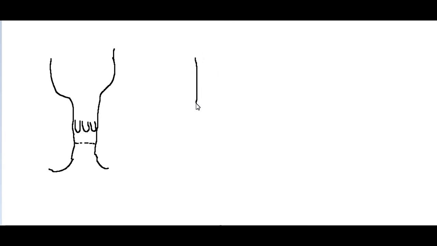So today we will learn the ischiorectal fossa or ischioanal fossa. Above is the rectum, below is the anal canal, and this is the white line of Hilton. These are the anal valves. On the lateral side we have the ischial tuberosity.